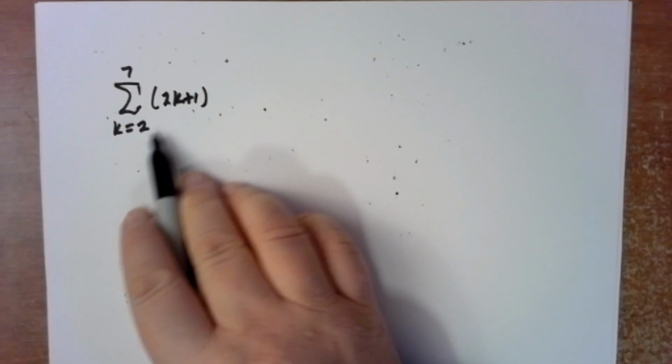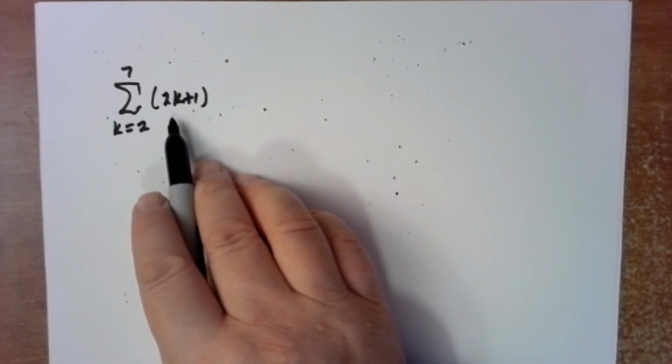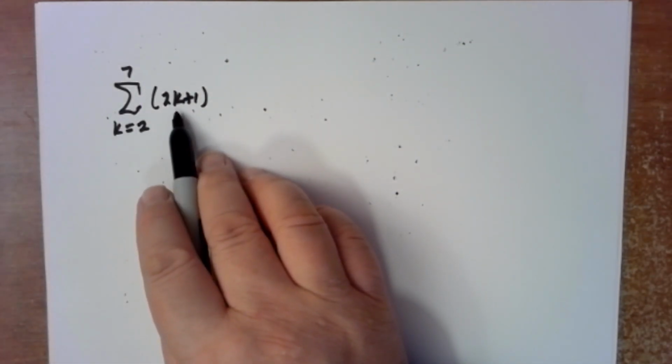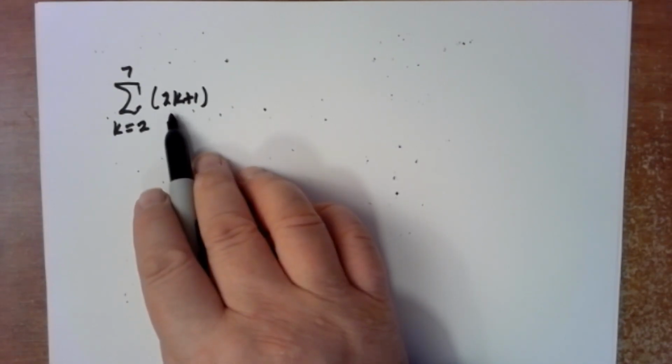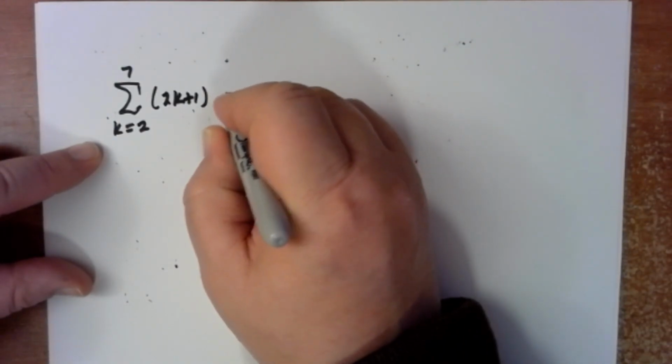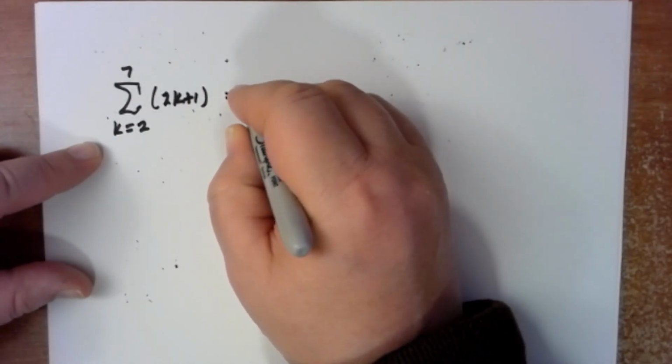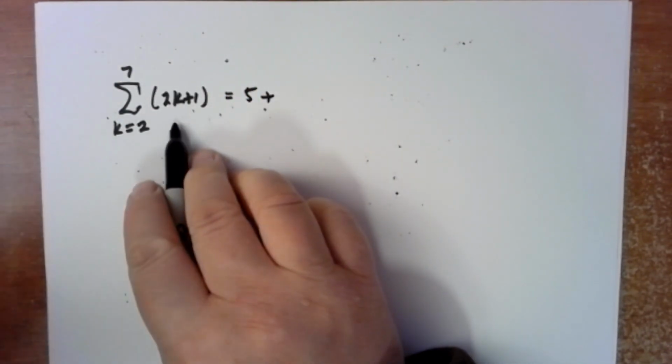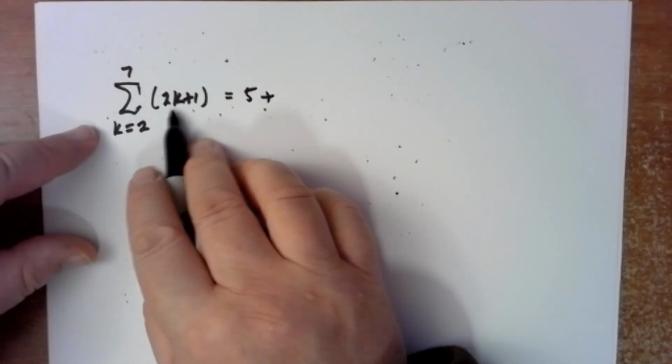Well, first off, we're starting with k equals 2, so when k equals 2, you have 2 times 2 plus 1, which is 5. So we start with a 5. Plus, k equals 3 now. 6 plus 1 is 7.